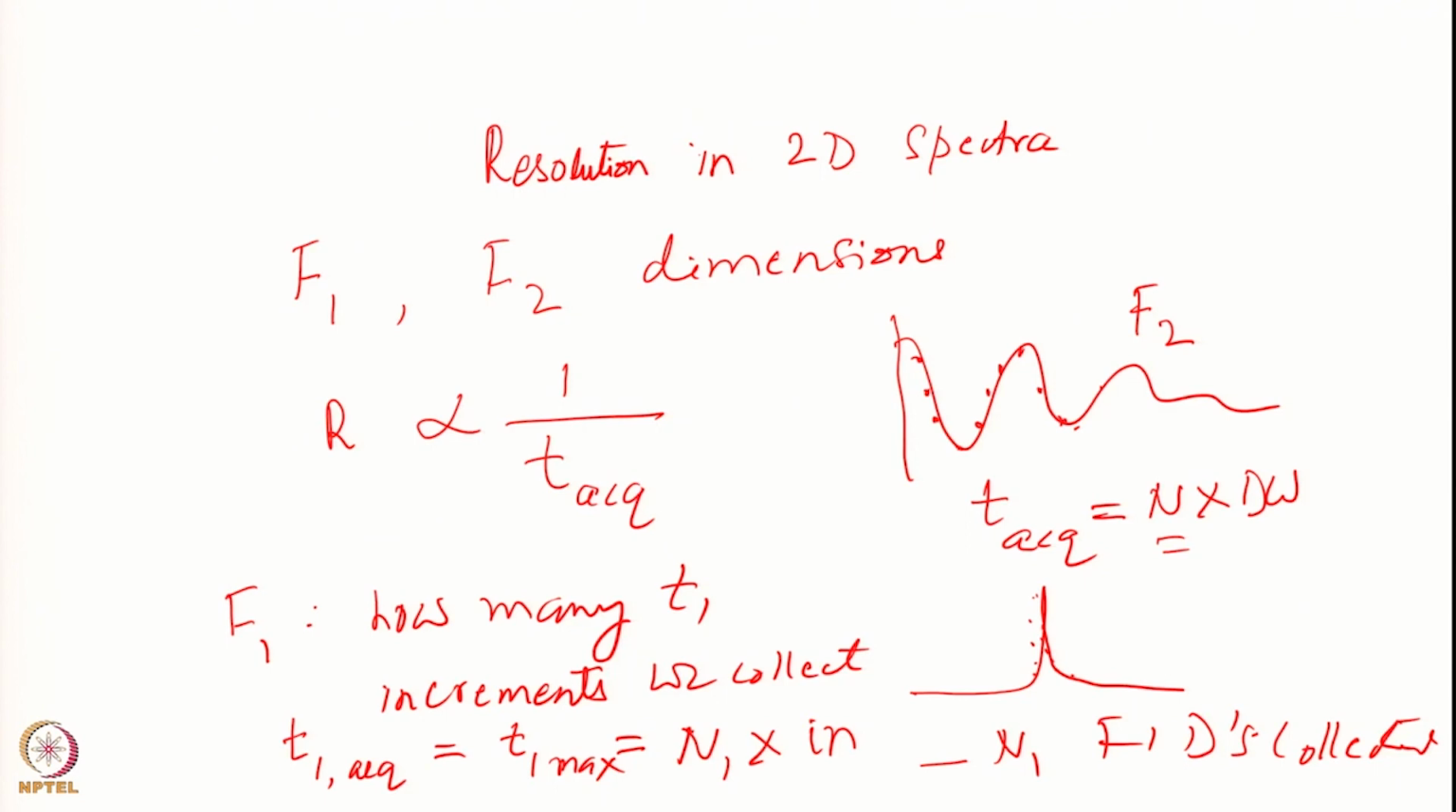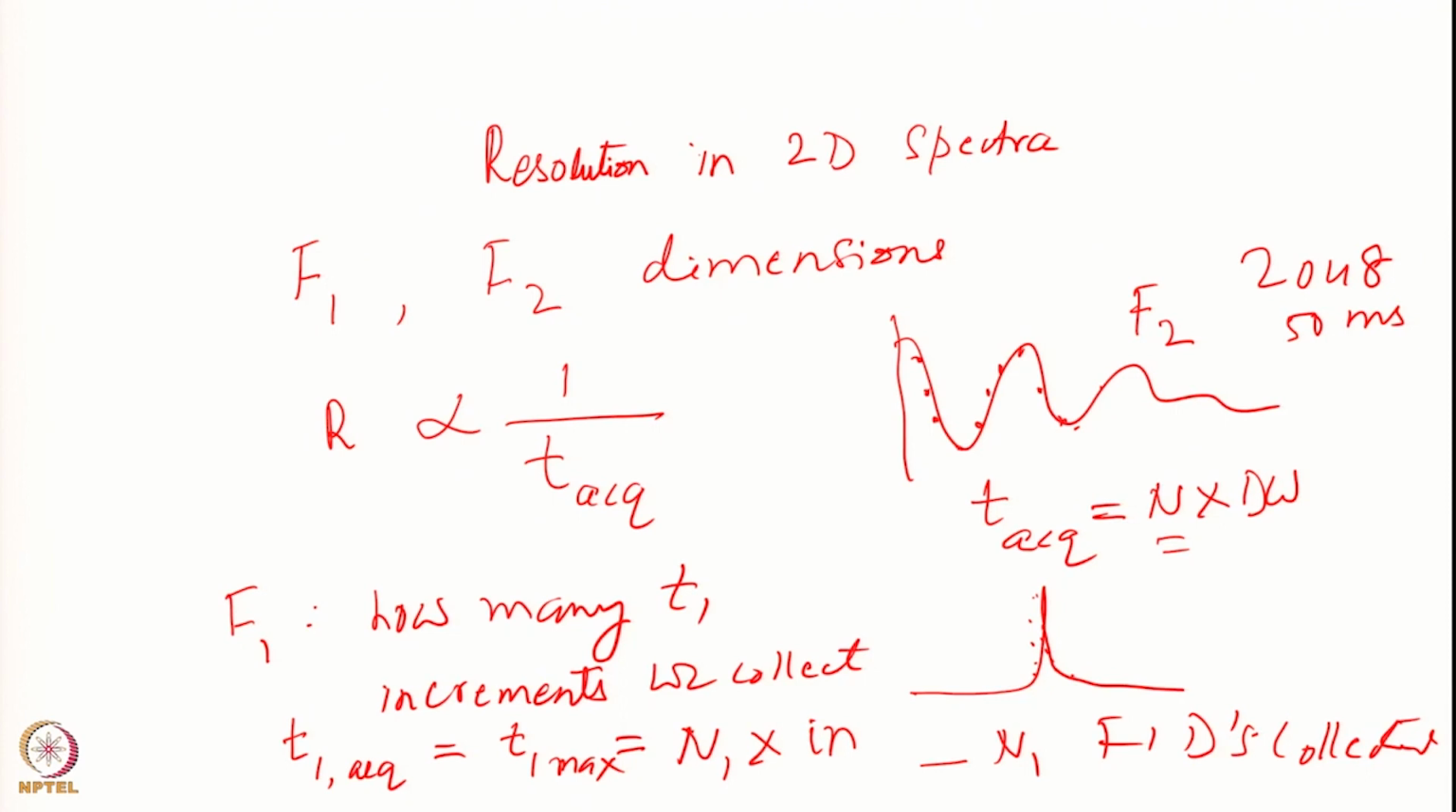For example, if I collect 2048 data points in the F2 dimension, this may go for, let us say, about 50 milliseconds, assuming hypothetically, given a certain dwell time. But if you want to increase from 2048 to 4096, then it will go to 100 milliseconds. But that is no big deal. Whether I collect the data for 50 milliseconds or 100 milliseconds or 200 milliseconds, it is not going to increase my data collection time too much.